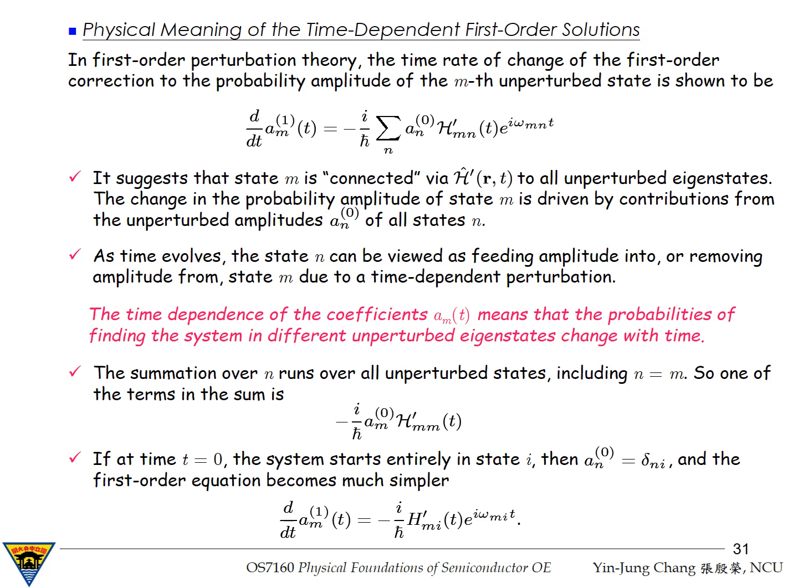This is already a very useful result because in many practical problems, the initial condition is especially simple. For example, if at time equals 0, the system starts entirely in one unperturbed state, say state i, then we have a sub n naught equals delta sub ni. In this case, the sum collapses and the first order equation becomes much simpler, as shown here. This is the standard starting point for transition amplitude calculations.